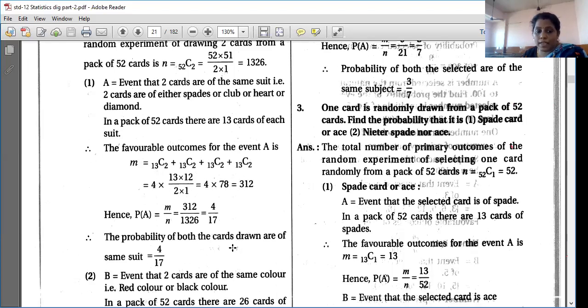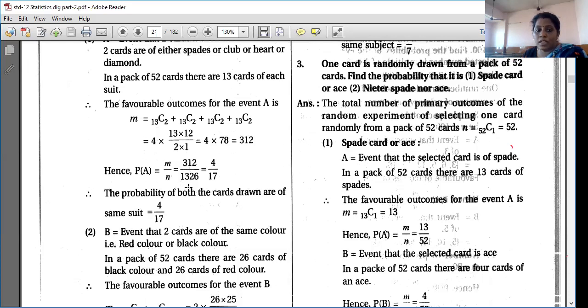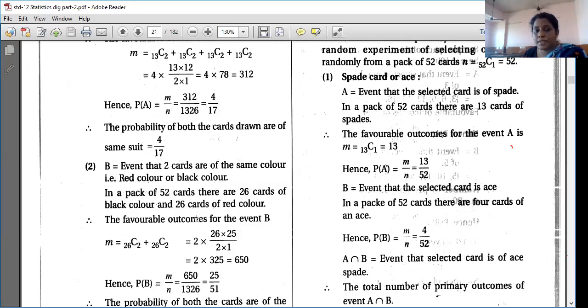Okay, so now P of A is m upon n, that is 312 upon 1326, that reduced to 4 by 17. So the probability of both the cards drawn are of the same suit is 4 by 17.